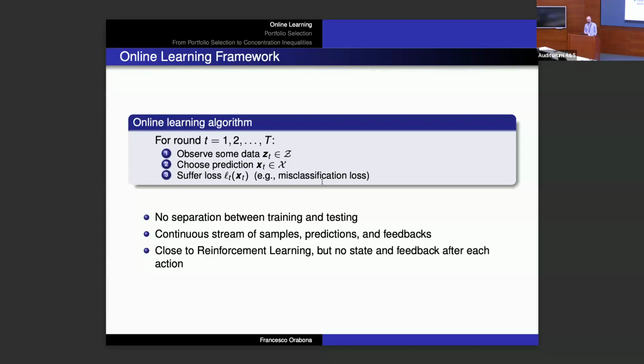And if you want, this is the closest thing to reinforcement learning where you can still prove easy theorems. The difference with reinforcement learning is that there is no state. And so the environment is static in a certain sense. And you receive feedback just after each action.